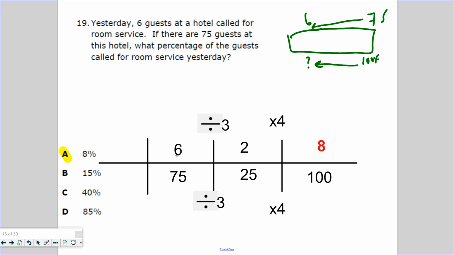So 6 out of 75. Can you build that to 100%? Can you break this down into manageable numbers? If I divide both sides by 3, it is 2 out of 25. How do you build 25 to 100?